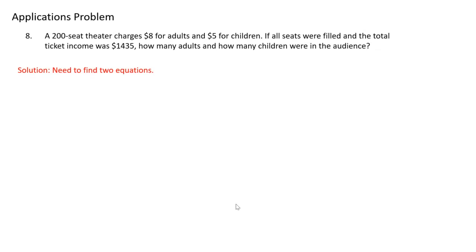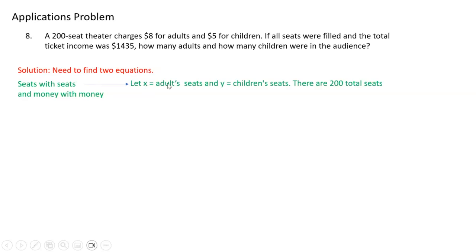We need to find 2 equations. Okay? So like I tell my students, this is a 200-seat theater, so we're going to do seats with seats and money with money. What does that mean, seats with seats? This is what it means. Let x equal adult seats and let y equal children's seats. And there are 200 total seats, so it's going to be x seats plus y seats equals 200 seats. So it'll be x plus y equals 200. The first sentence is my first equation.